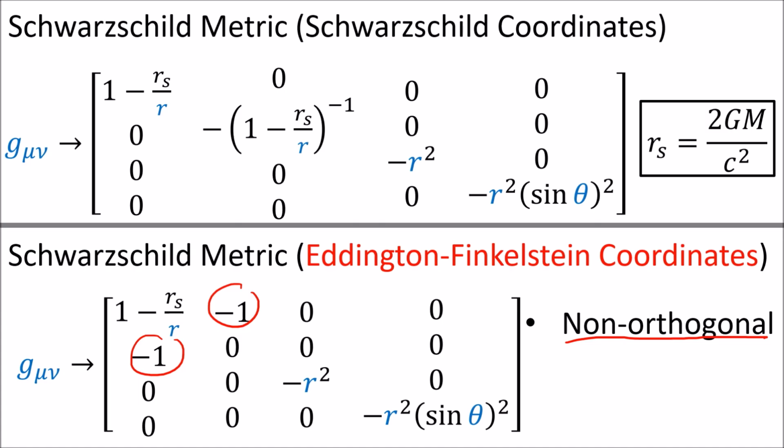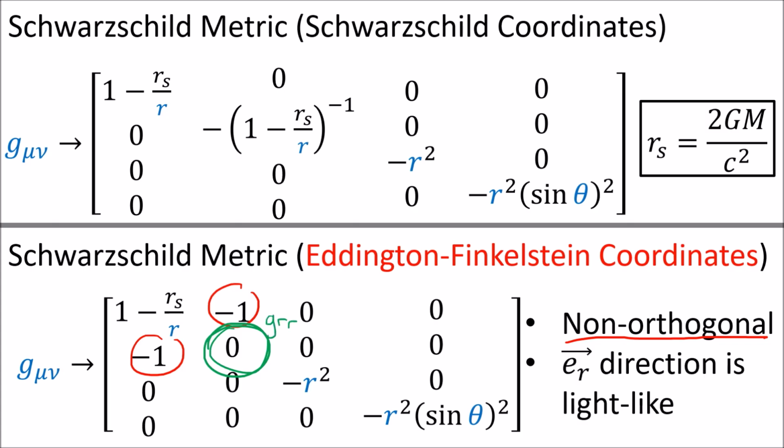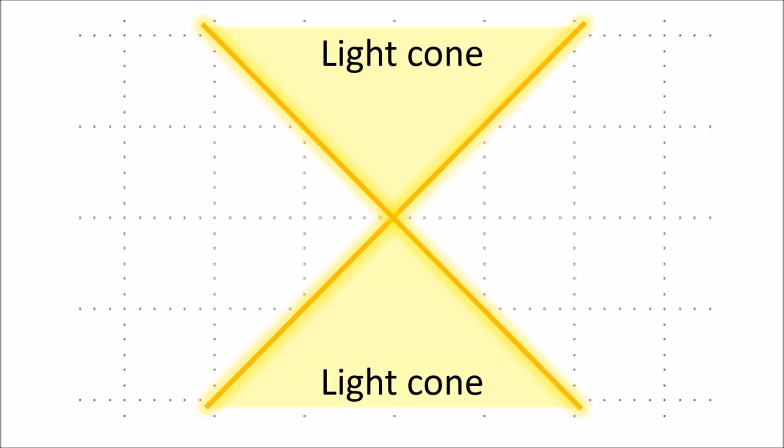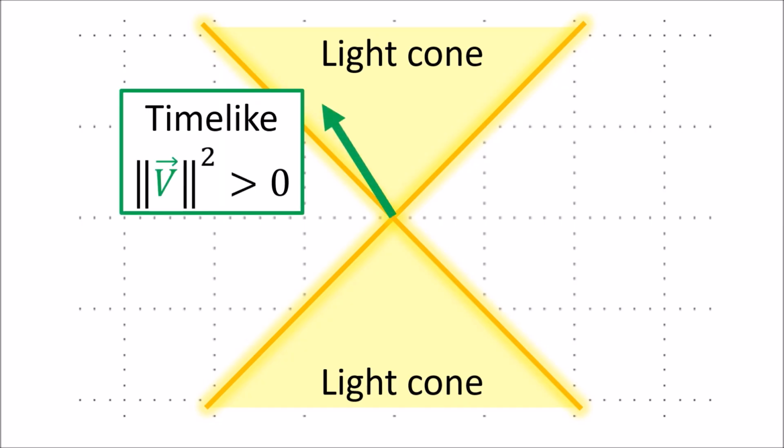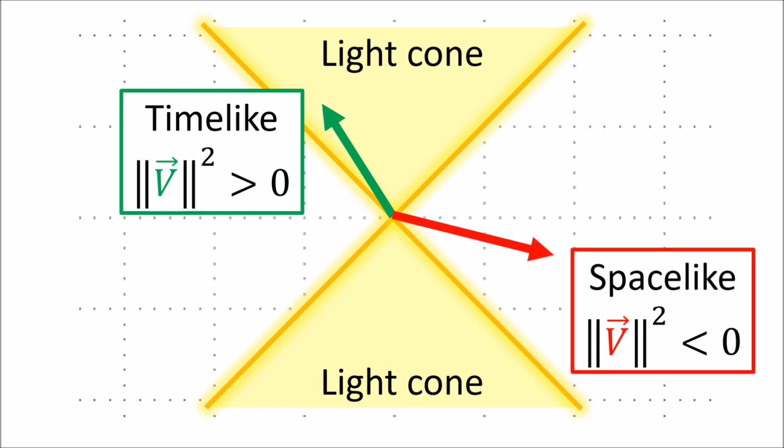Another strange thing about the Eddington-Finkelstein coordinates is that the g_rr component of the metric is 0. But this just means that the r-coordinate curves are light-like curves that match up with the paths of light beams. Remember, at any given point, a vector inside the light cone is called time-like and has positive squared length. A vector outside the light cone is called space-like and has negative squared length.